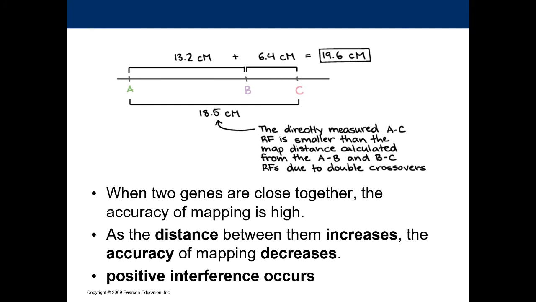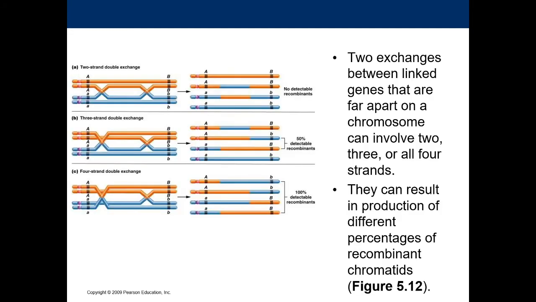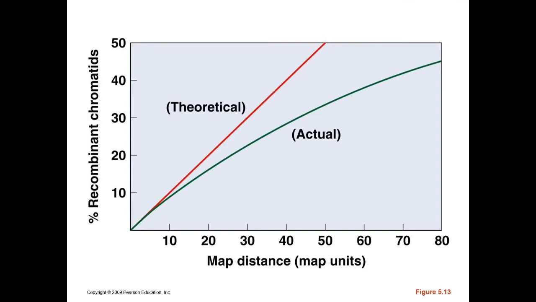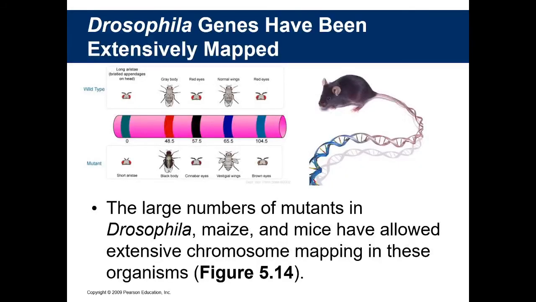When the two genes are close together, the accuracy of mapping is high. As the distance between them increases, the accuracy of mapping decreases, so you have positive interference. So here, you can see two exchanges between linked genes which are far apart on a chromosome. It involves two, three or all four strands. It can result in production of different percentages of recombinant chromatids. So theoretical will be like that in the red line, but actual is much lower than theoretical.